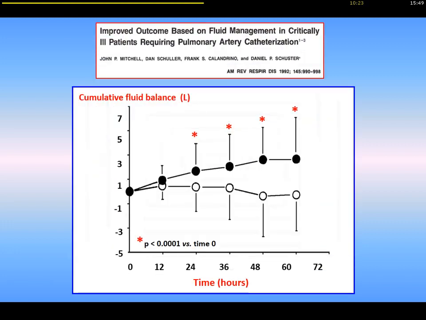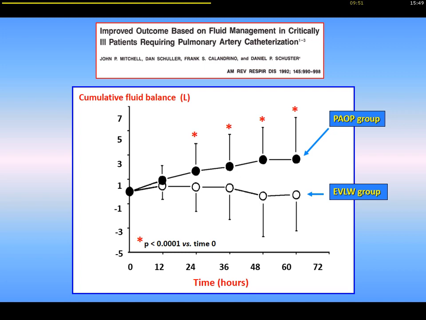This is an interesting study performed years and years ago, because the paper was published in 1992, 25 years ago now, and it was a randomized study comparing two strategies. One was based on wedge pressure, POP, and one was based on extravascular water. So fluid management was based in one group on POP and in the other group on extravascular water.